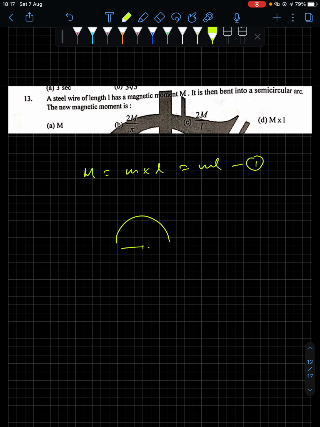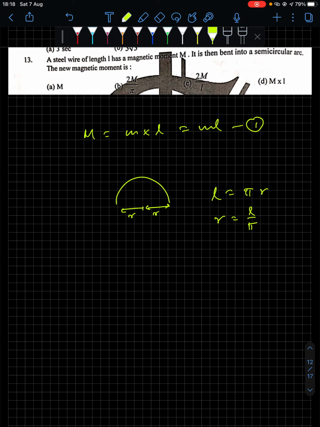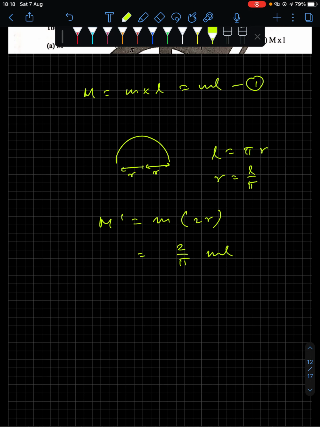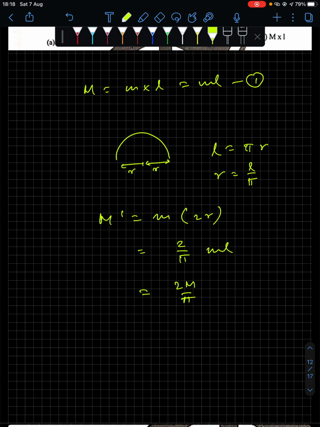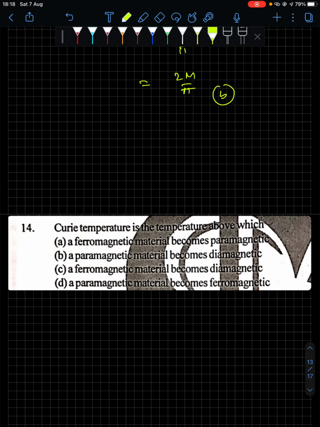Now in the second case, you put this in the form of a semicircle, so the distance between the poles will be twice r. So we can write L equals pi r and r equals L by pi. Now M prime is equal to m into twice r, so r value is L by pi, so you get 2 by pi outside, and you have mL, so mL is M, so twice M by pi is your answer, option number B.